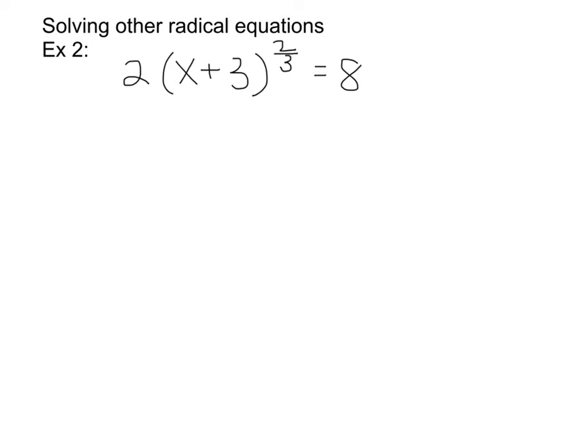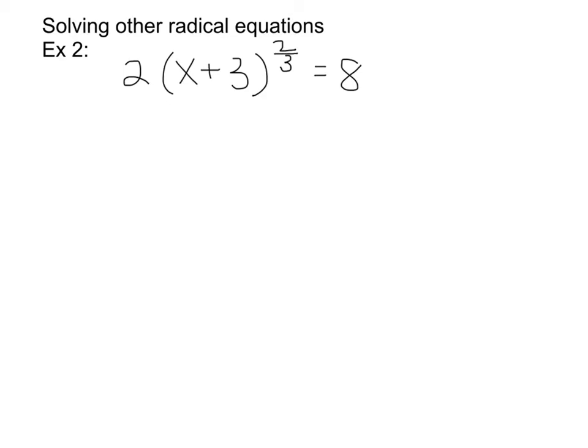Now we're going to look at examples that aren't square roots. So we have 2 times the quantity x plus 3 to the 2/3 power equals 8. In section 6.4, we learned that to the 2/3 power means the cube root of x plus 3 squared. However, we do not want to do that today. It's not going to help us in any way, shape, or form.